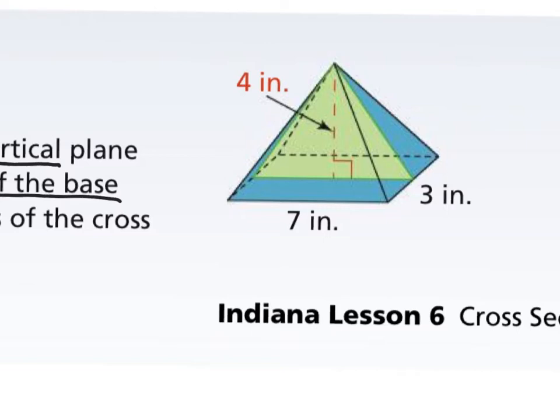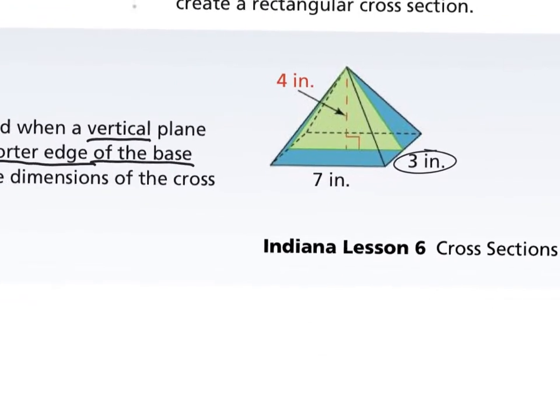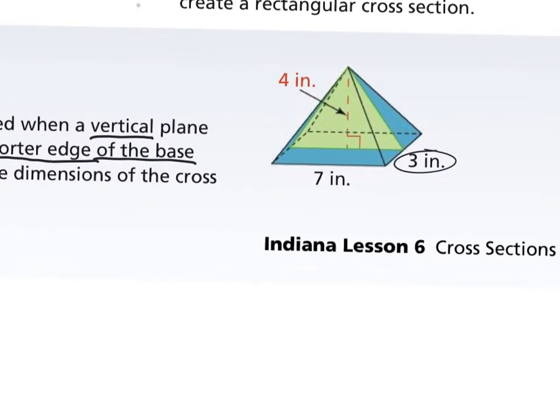So we know it's through the top of the pyramid. It's also through the shorter side. So that's why they put it this way, because 3 inches is the shorter side. So it's going through the 3-inch side. And then we have to think about what shape that's making and what the dimensions are of that shape.